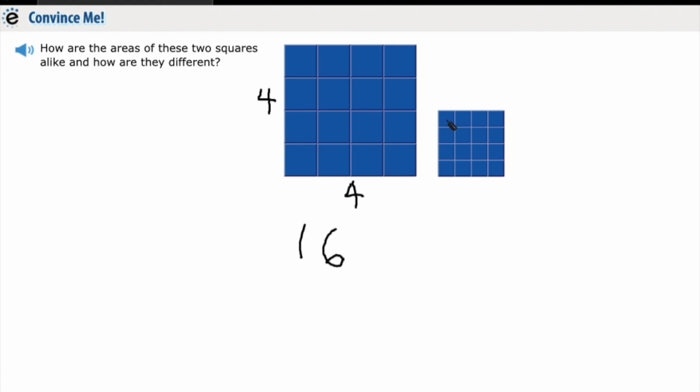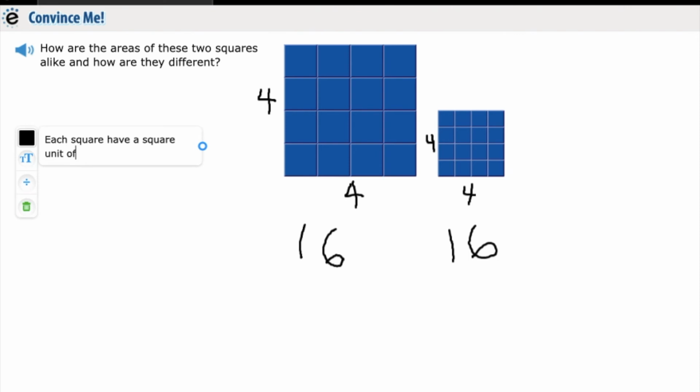And then this little square, 1, 2, 3, 4, this is also 4 going down. 1, 2, 3, 4, this is also going 4 across. So they are both 16, so that's what they have similar. Let me go ahead and get my typing. And you can go ahead and write this at the bottom of your page on your Convince Me. Each square, so we know that both squares have a square unit, always say square unit, have a square unit of 16.